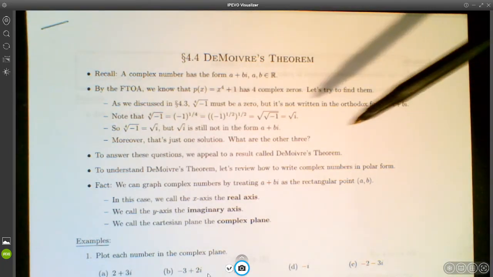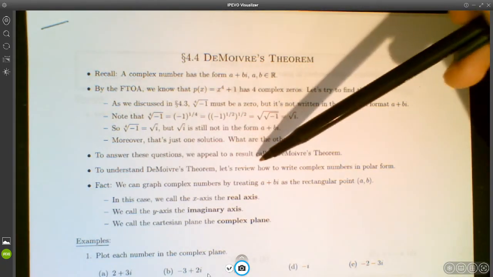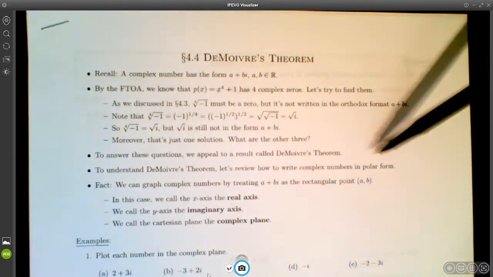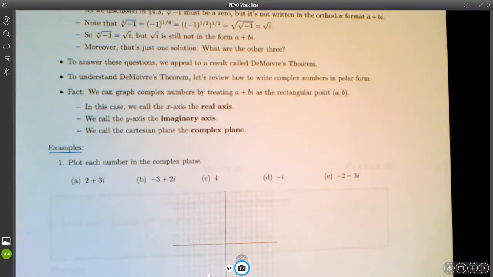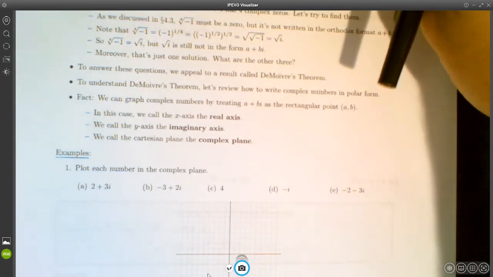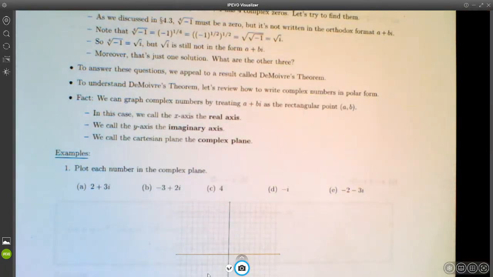And to understand de Moivre's theorem, we first need to review how to write complex numbers in polar form. I say review. If you've never seen this before, then this is brand new information to you. But I know that you go over this in trig. So if you have a formal trig class, then you've seen this before. If you didn't, then this might be new information. But here's how we rewrite complex numbers in polar form.